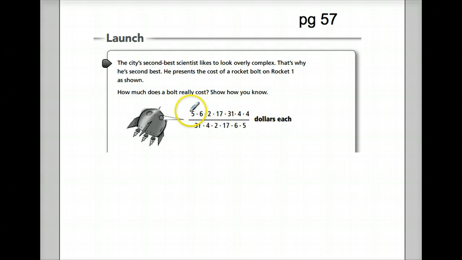So if we notice there's a 5 on top and there's a 5 on bottom, we can cancel both of those out, and that gives us a 1 and a 1. And then we're like, oh my gosh, there's also a 6 and a 6. Cancel those out. There's a 2 and a 2. Remember, I'm putting 1 because that's what we're replacing it with, because something like 2 over 2 equals 1. 17 over 17 equals 1. 31 over 31 equals 1. And 4 over 4 equals 1.